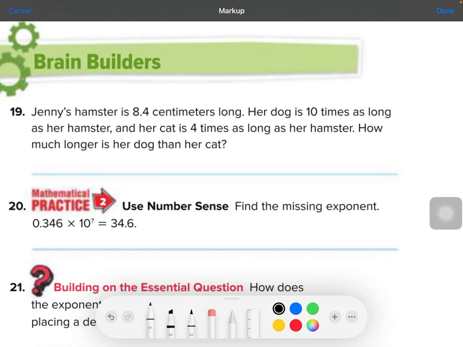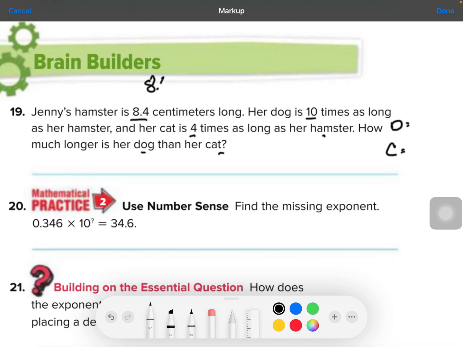Number 19, Jenny's hamster is 8.4 centimeters long. Her dog is 10 times as long as her hamster. Ooh, this is going to get tricky. Her cat is 4 times as long as her hamster. How much longer is her dog than her cat? All right, so we're going to have a subtraction problem, and we're going to have the dog's length and the cat's length. So I'm just going to put these little numbers right here. Now we need to figure them out.